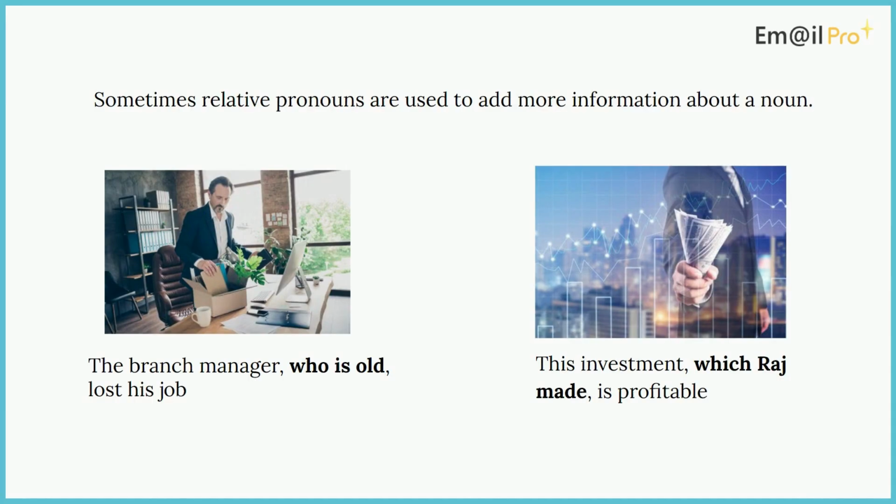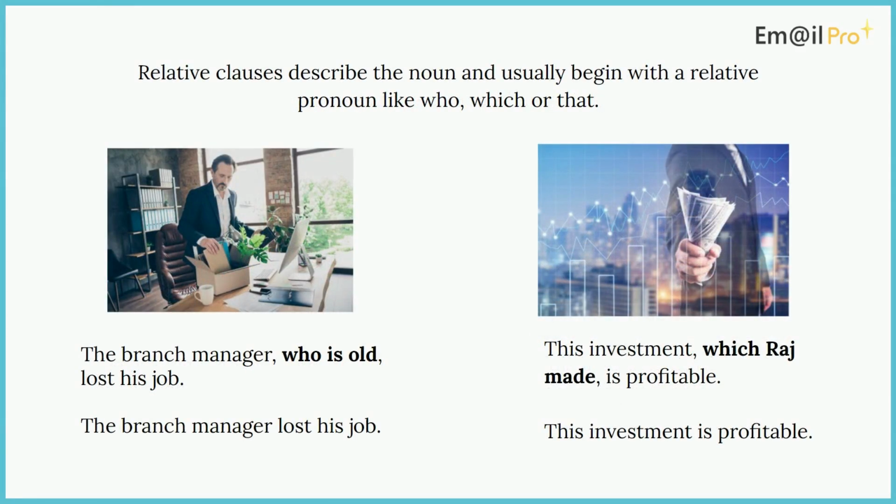Sometimes, relative pronouns are used to add more information about a noun. For example, the branch manager who is old lost his job. Or, this investment which Raj made is profitable. Who is old and which Raj made are known as relative clauses. They describe the noun and usually begin with a relative pronoun like who, which, or that. The sentence reads correctly if you remove the relative clause. For example, the branch manager lost his job, or this investment is profitable.